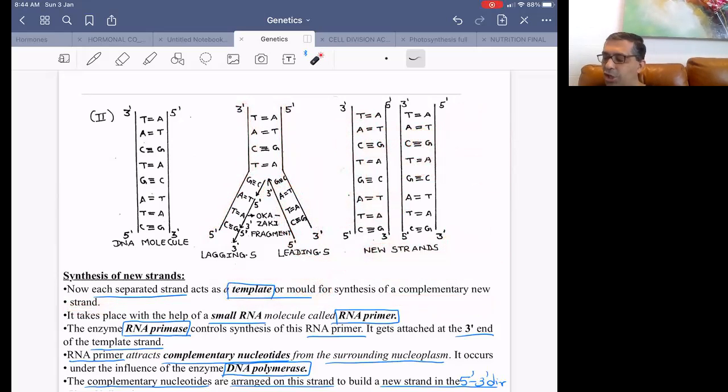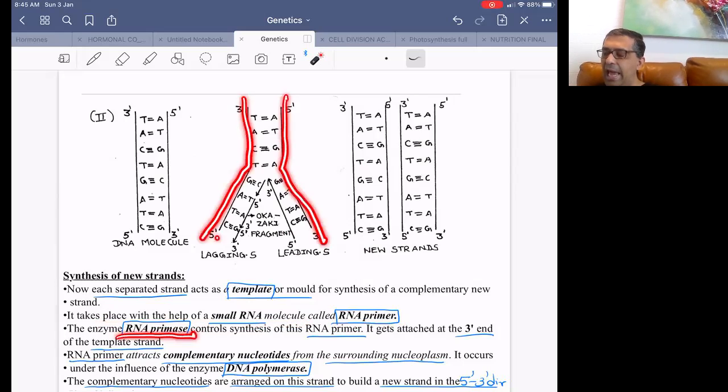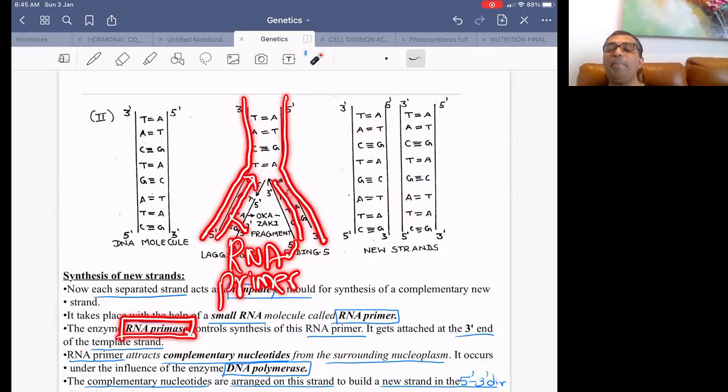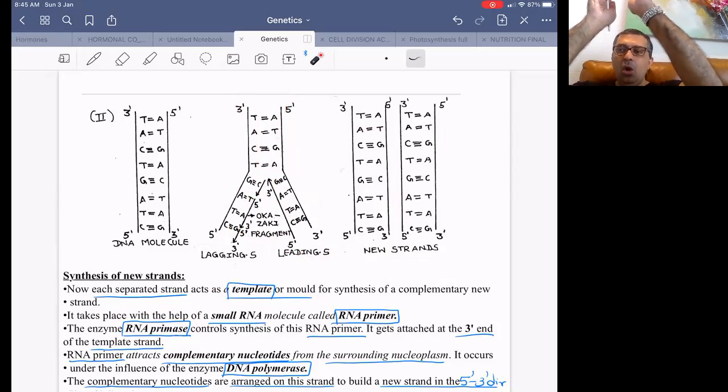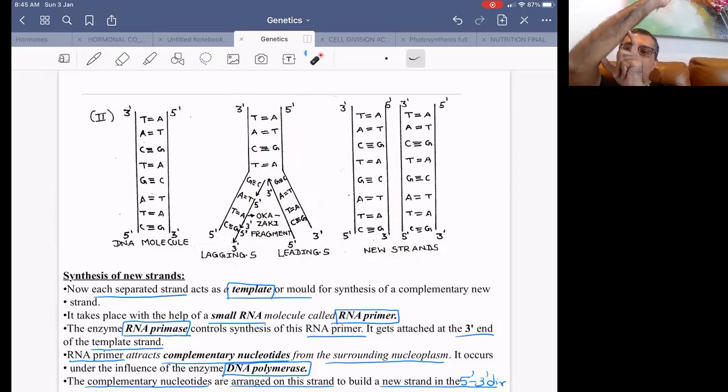The new strand formation takes place with the help of a small RNA molecule called RNA primer molecule, with the help of an enzyme called RNA primase. तो ये है टेम्पलेट, और टेम्पलेट के ऊपर बनता है एक मॉलिक्यूल कॉल्ड एज आरएनए प्राइमर मॉलिक्यूल। That molecule is made with the help of an enzyme called RNA primase. तो ये separated strands है, और separated strands पे बनता है molecules called RNA primer molecule, which is a RNA molecule. तो DNA replication में पहले क्या बनता है?